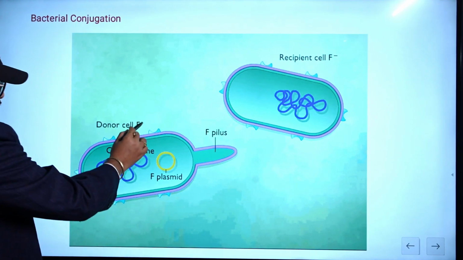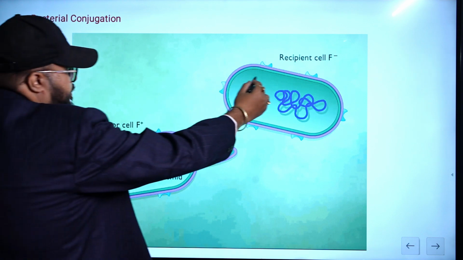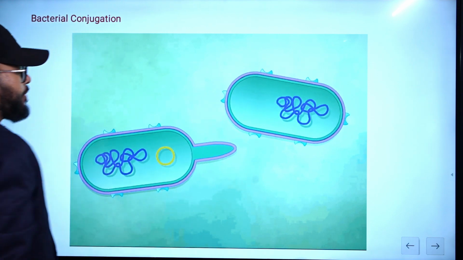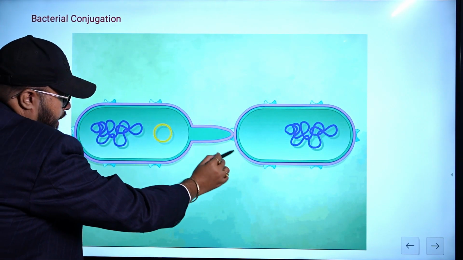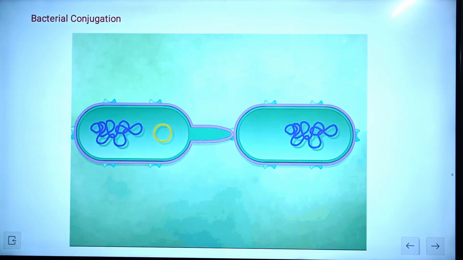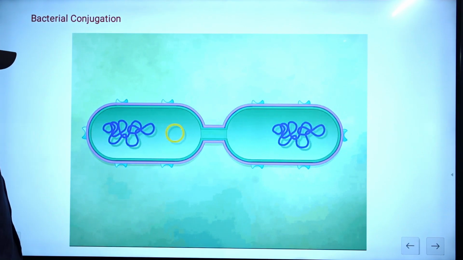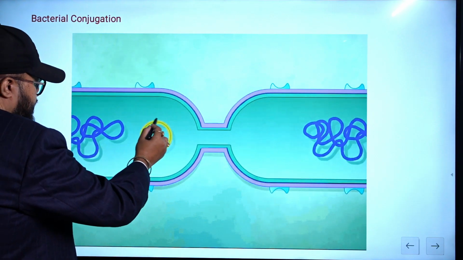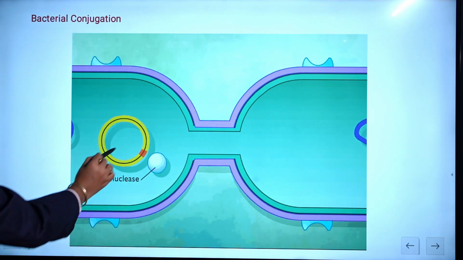This is the donor cell or the F plus cell containing the F plasmid, and this is the recipient cell or the F minus cell lacking the F plasmid. The pilus of the donor cell attaches to specific receptors present on the cell wall of the recipient cell. This is the plasmid DNA. Endonuclease enzyme cuts the plasmid DNA at a specific site called the origin of transfer. This is the endonuclease enzyme, and this is the origin of transfer.